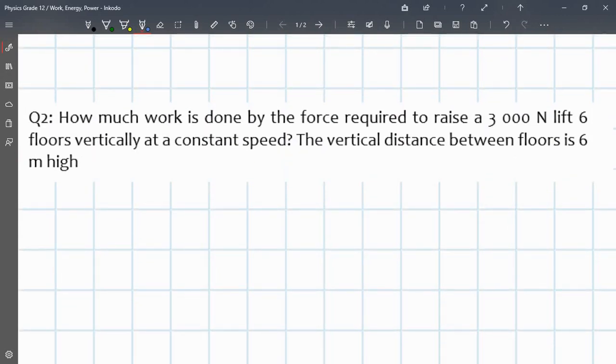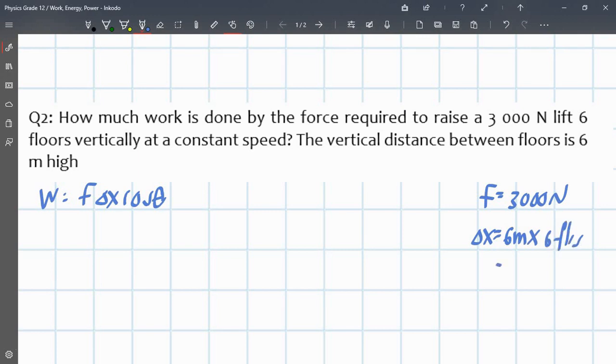So if we move on to the next example, it says how much work is done by a force of 3000 newtons to lift a lift 6 floors vertically at a constant speed. The distance between the floors is 6 meters. So what I like to always do is write down the formula. Usually you get a mark for that. Work is equal to force times displacement times cos theta. Write down what's given as well. We're given that the force is equal to 3000 newtons. The displacement is equal to 6 meters times 6 floors. That means it's 36 meters.